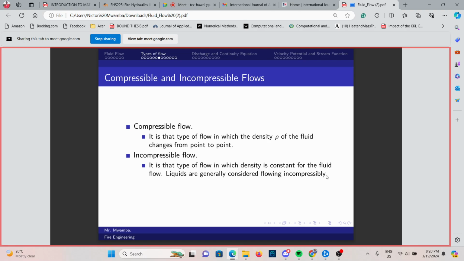Another flow is compressible and incompressible flows.